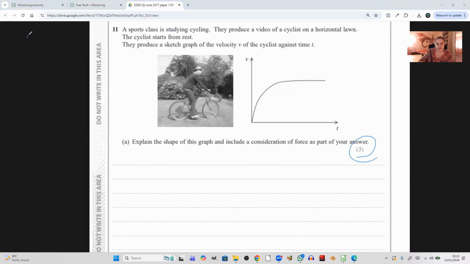Now, can anybody tell me the structure for an explain answer? Pop it in the chat. Key fact, consequence. Brilliant. Key fact, consequence.